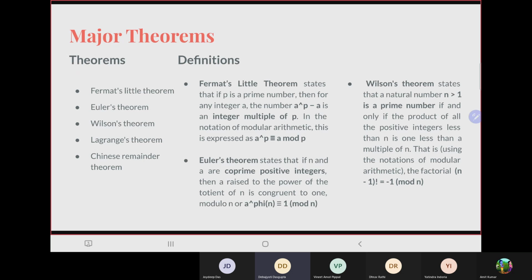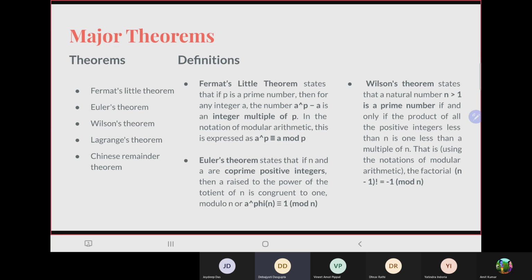It can be easily proven by contradiction. You can find the proof on Wikipedia. I will link the resources. But you must remember this fact: A power P is congruent to A mod P. And the second theorem is N.